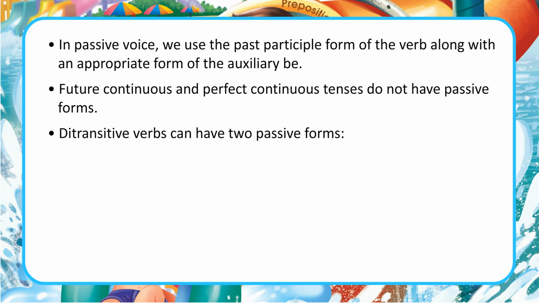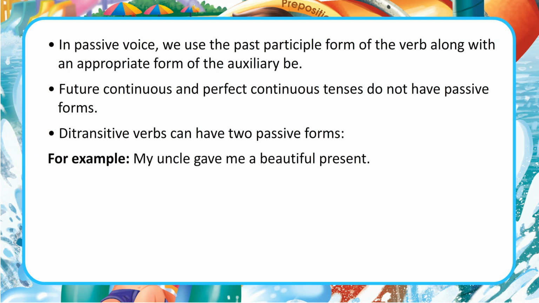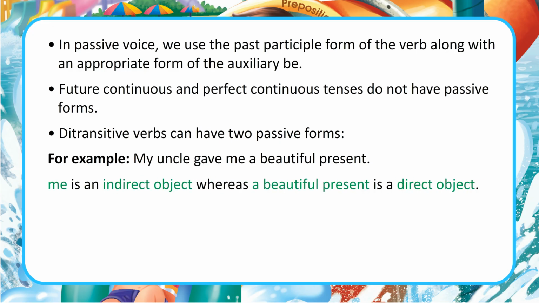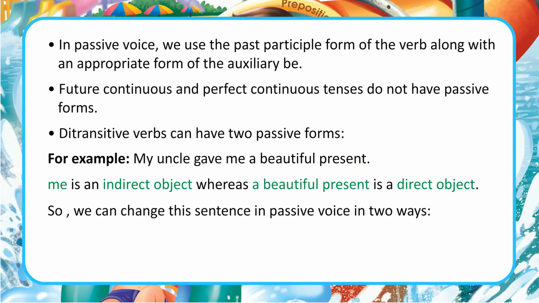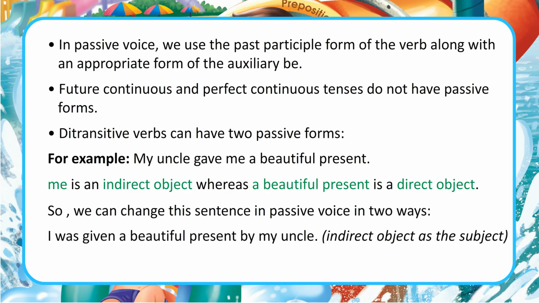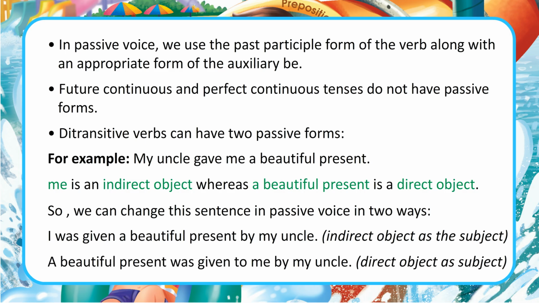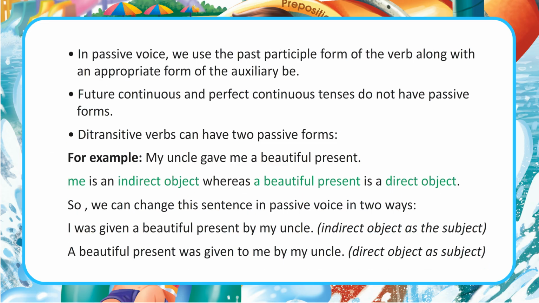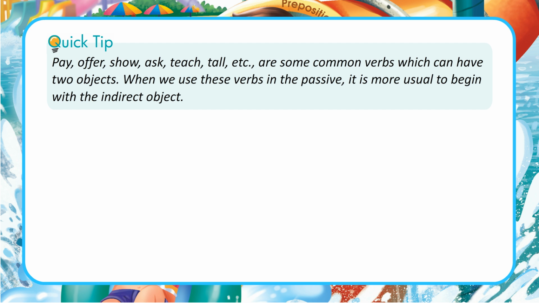Ditransitive verbs can have two passive forms. For example, my uncle gave me a beautiful present. Me is an indirect object, whereas a beautiful present is a direct object. So, we can change this sentence into passive voice in two ways. I was given a beautiful present by my uncle. Indirect object as the subject. A beautiful present was given to me by my uncle. Direct object as subject.